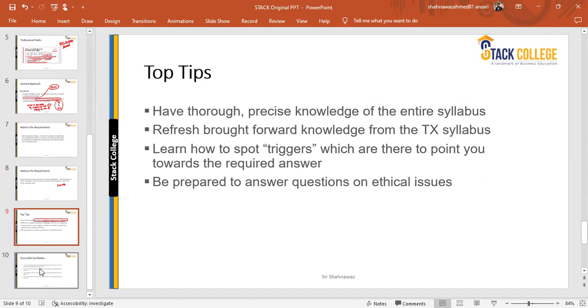Next, you have to refresh your previous knowledge of the TX syllabus. You have to identify triggers in the exam. You have to work on ethics in order to score easily on 5 marks. So if you can see 5 marks for ethics and 4 professional marks, 9 marks are available. If you work smartly, you can easily score these 9 marks.